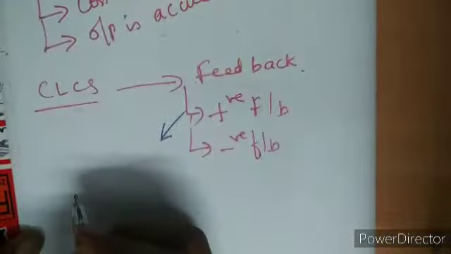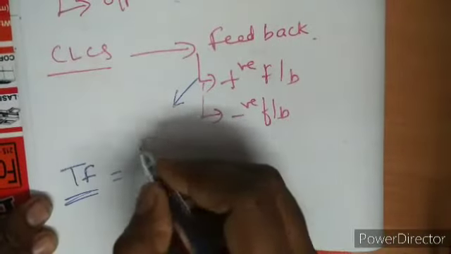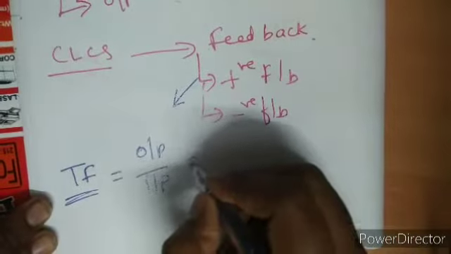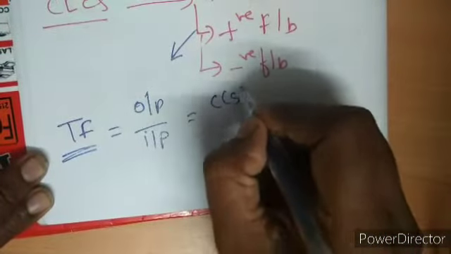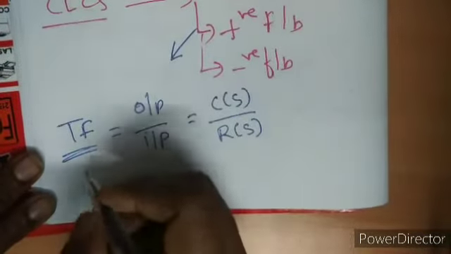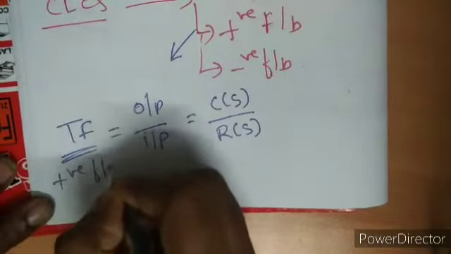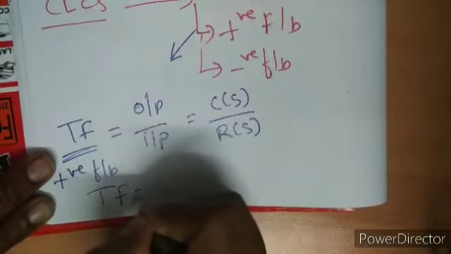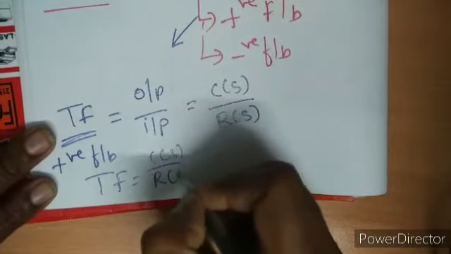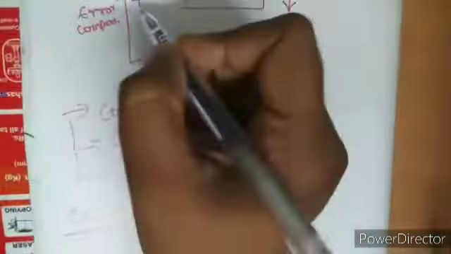Now I have to find the transfer function. What is a transfer function? It is a ratio of output by input. What is output here? It is C of S. Input is R of S. Now let's see with respect to positive feedback what is the transfer function. It is C of S by R of S and it is positive feedback. So I have given the feedback as positive here.